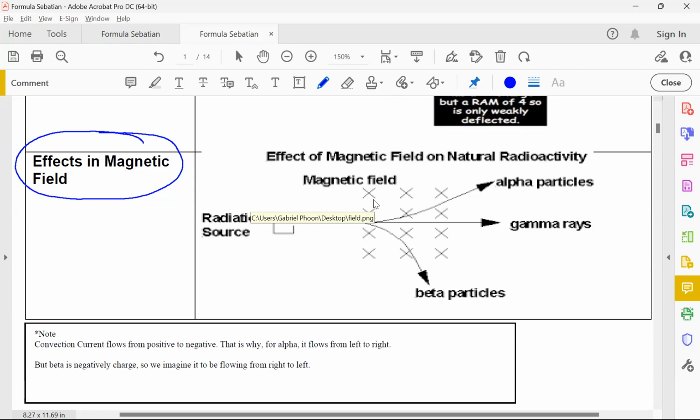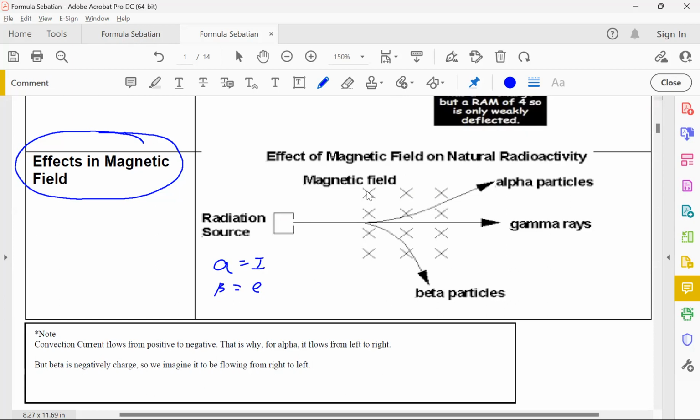It should be north pole here and south pole here, right? Then it will go into the screen, right? Make sense? Okay. Once you understand this, the next thing you need to associate is that alpha is like current and beta is literally an electron.